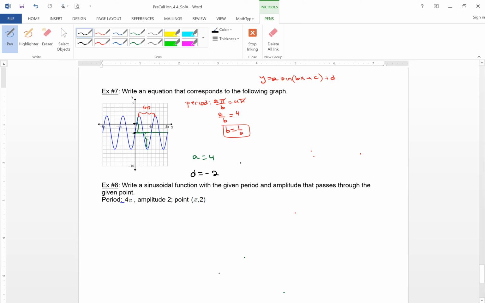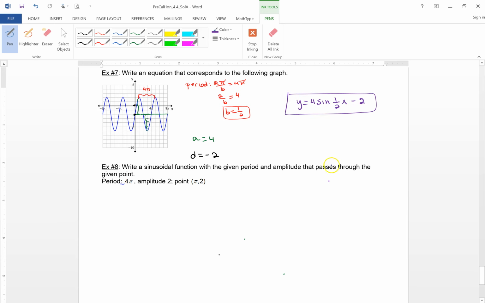So I would just put this into my equation and I get y is equal to a, which is 4, b, which is a half, sine. Okay, so this is before I've had my second cup of morning coffee. y equals 4 sine of half x minus 2.